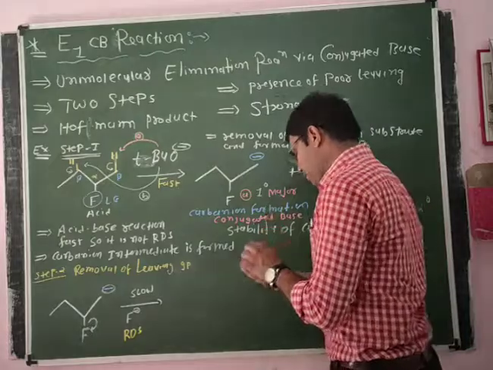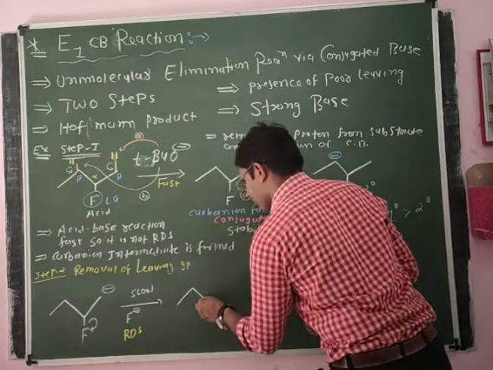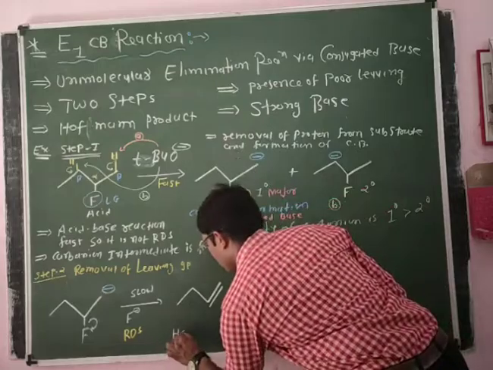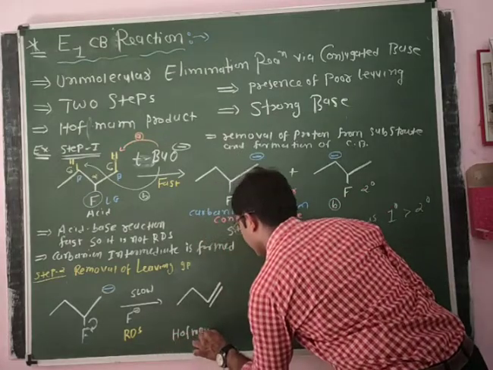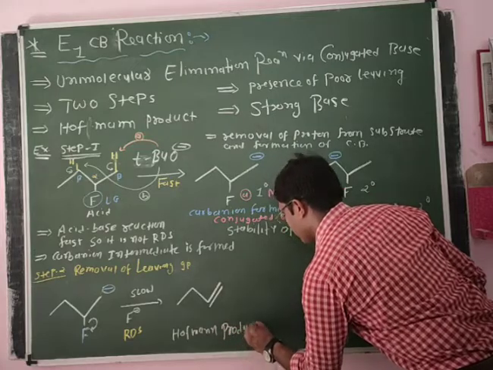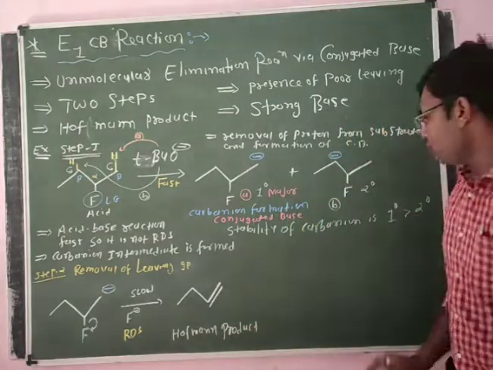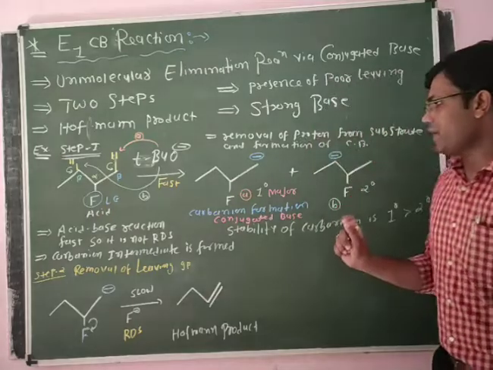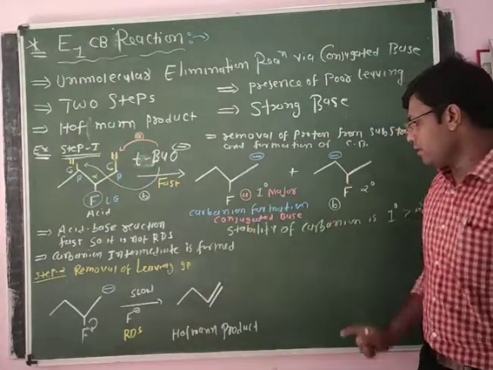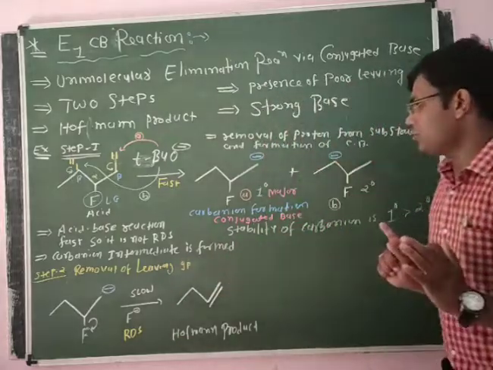Clear? In this step we finally get our Hofmann product. We get the Hofmann product. Here we get the Hofmann product, and this one is the slowest step. So we can say it is the rate determination step. Clear? This one is the rate determination step.